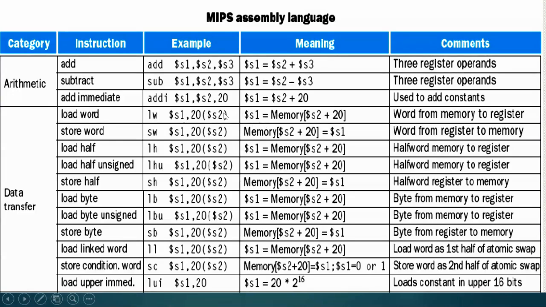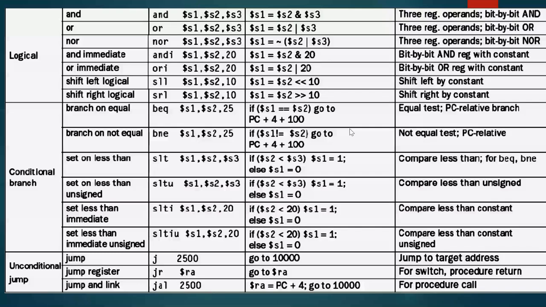So in memory, this $S2 register is stored in a memory location 20. So we are going to have the S2 plus 20 memory location stored in S1. Word from memory to register. Now store word, what happens? The same mnemonics only: $S1, comma 20, comma S2. Here, word from register to memory. So here the word is going to be stored to memory. So this is a data transfer.